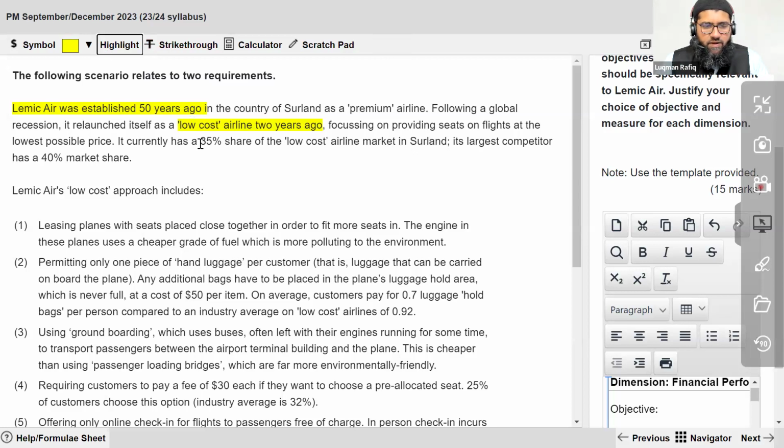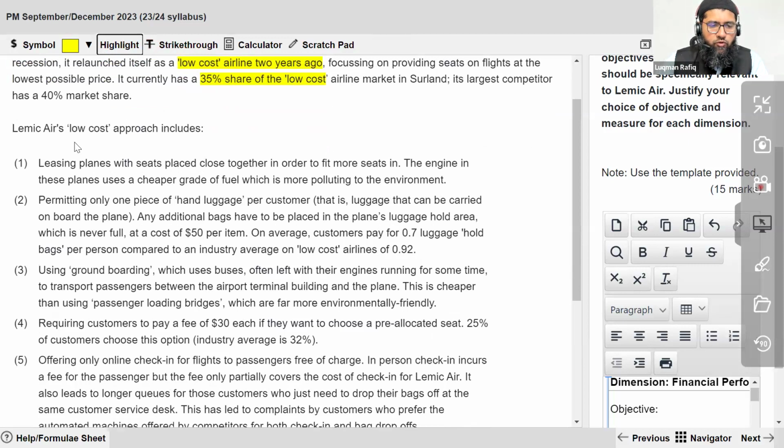It currently has 35% share of the low-cost airline market in Sutherland. Its largest competitor has 40% market share. Lemek's low-cost approach includes leasing planes with seats placed close together in order to fit more seats in.